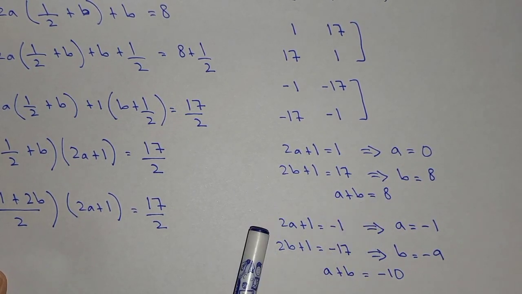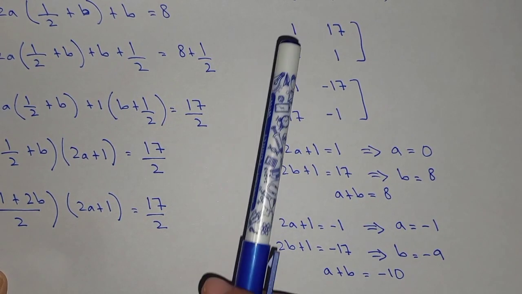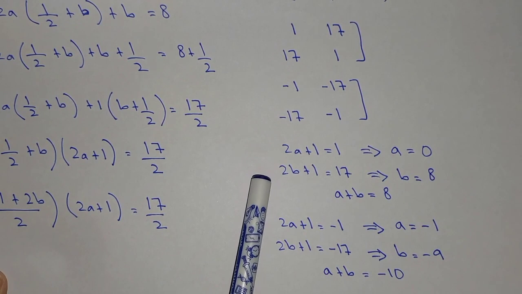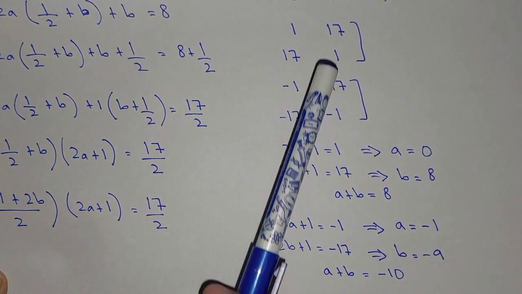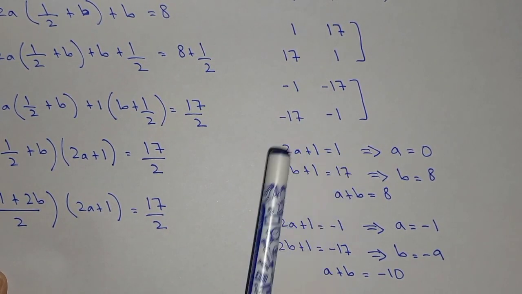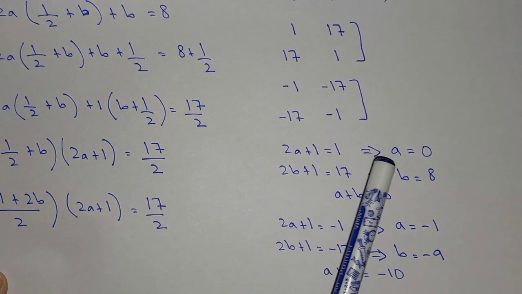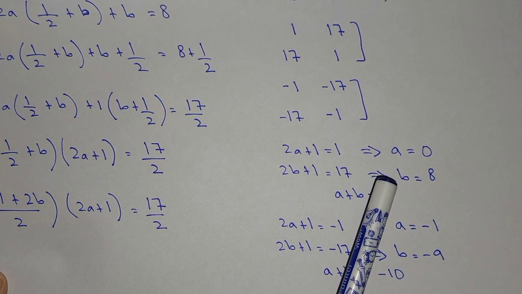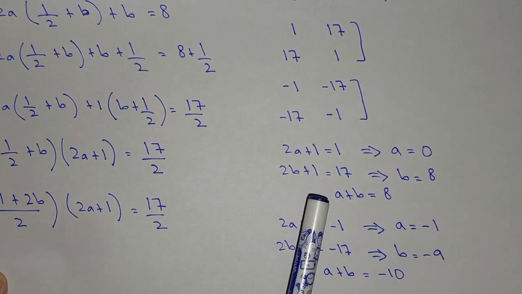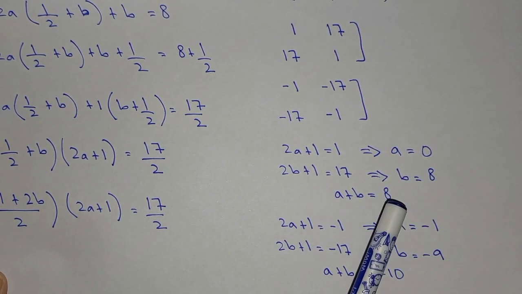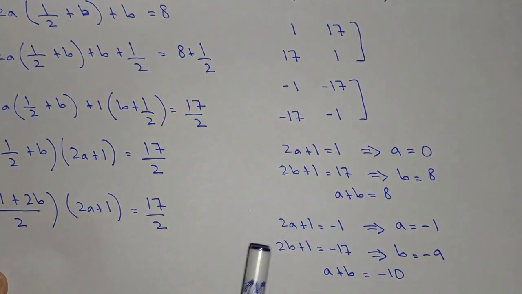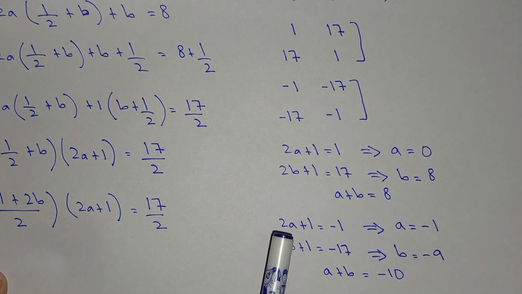Now you will ask why we are not keeping 2a plus 1 equal to 17 and 2b plus 1 equal to 1. Even if we keep these values, the value of a will be 8 and the value of b will be 0. So again a plus b will be equal to 8. So we are picking only one pair. The same we are doing over here.